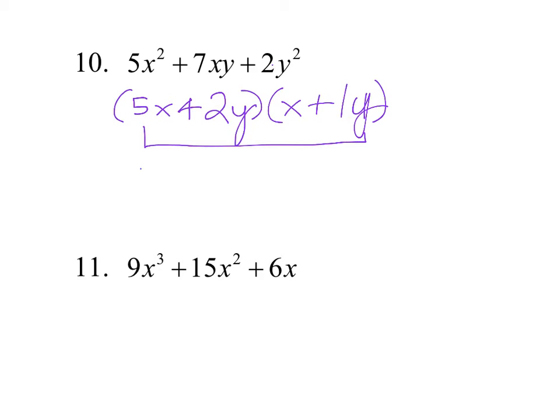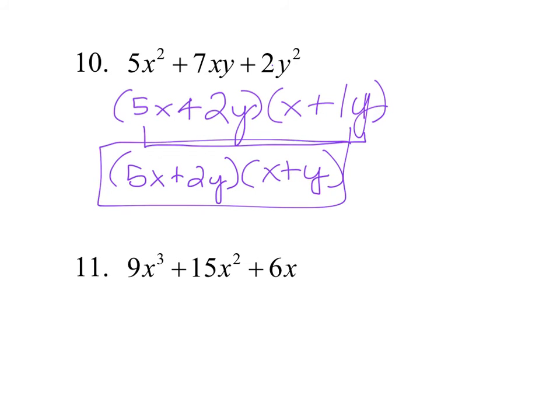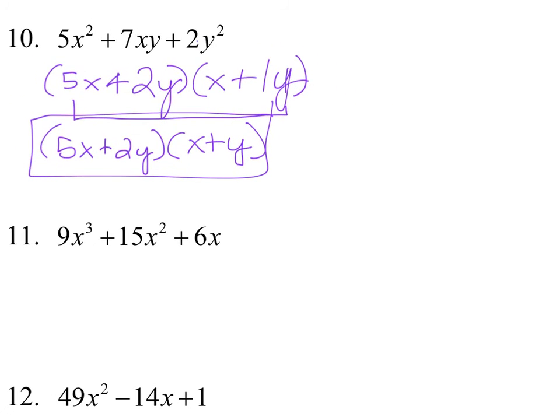So this is hard to read, so I'm going to rewrite it. 5x plus 2y times x plus y. And that would be my answer. I can multiply this out and make sure I was right.